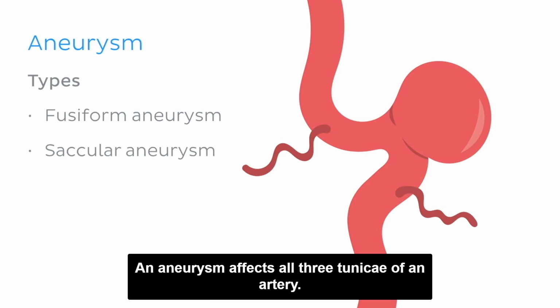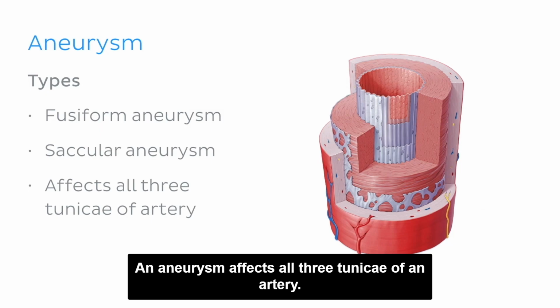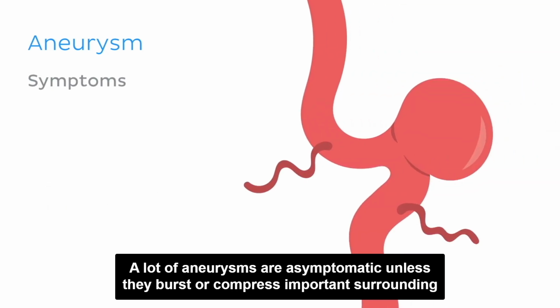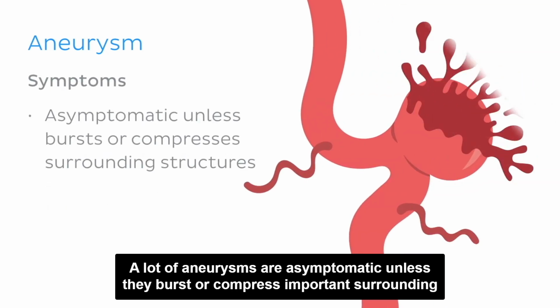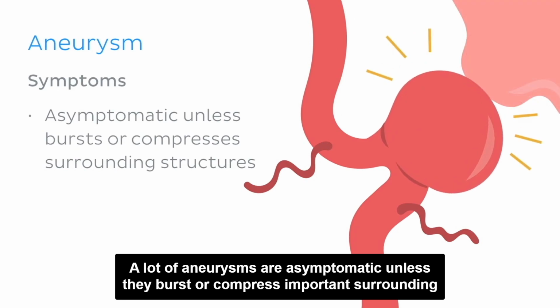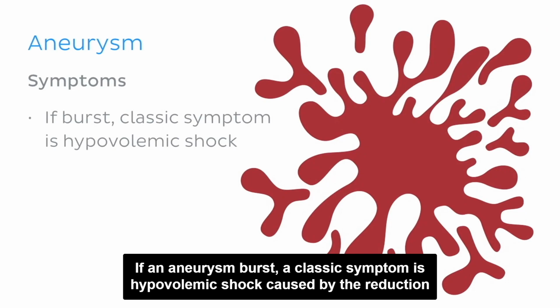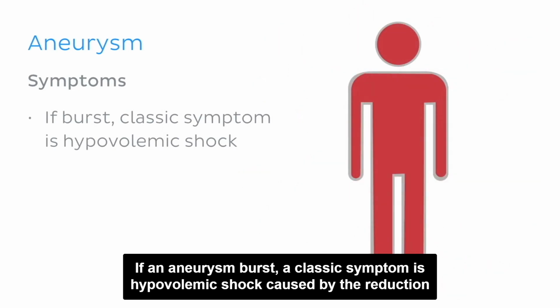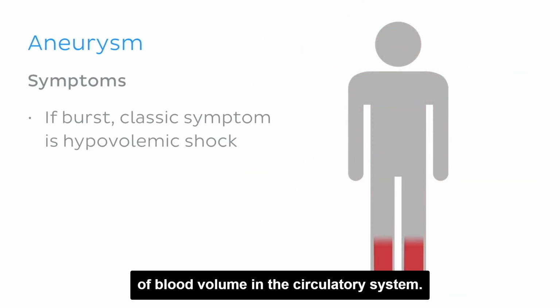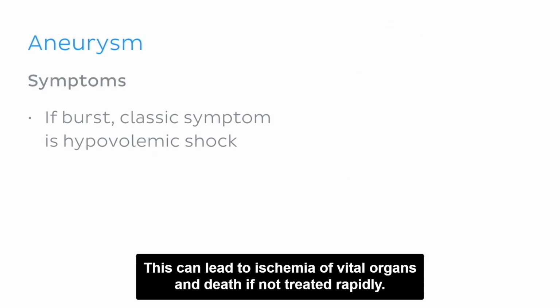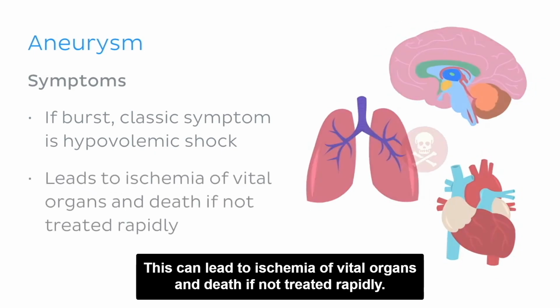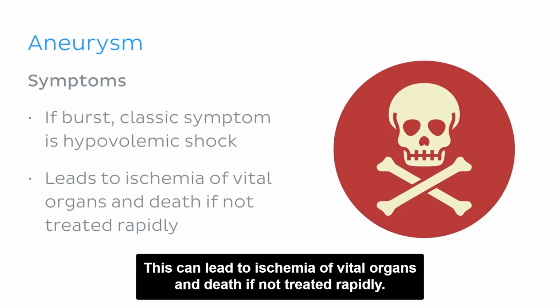An aneurysm affects all three tunicae of an artery. A lot of aneurysms are asymptomatic unless they burst or compress important surrounding structures. If an aneurysm bursts, a classic symptom is hypovolemic shock, caused by the reduction of blood volume in the circulatory system. This can lead to ischemia of vital organs and death if not treated rapidly.